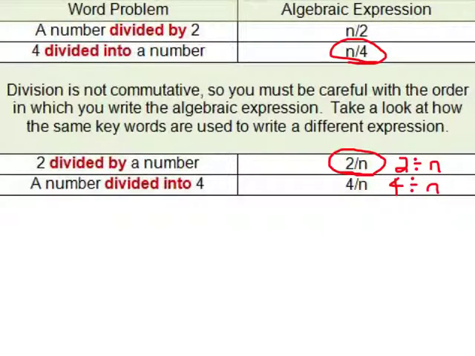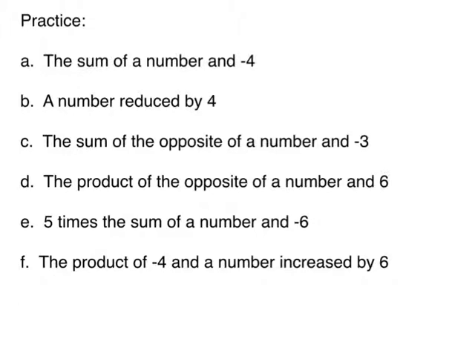All right, let's work your practice problems. A is the sum of a number and negative 4. So I'm going to be adding something, but I remember that in algebra, subtraction is kind of adding also. A number and negative 4. B, a number reduced by 4. So a number reduced by means it is going to get smaller by 4.